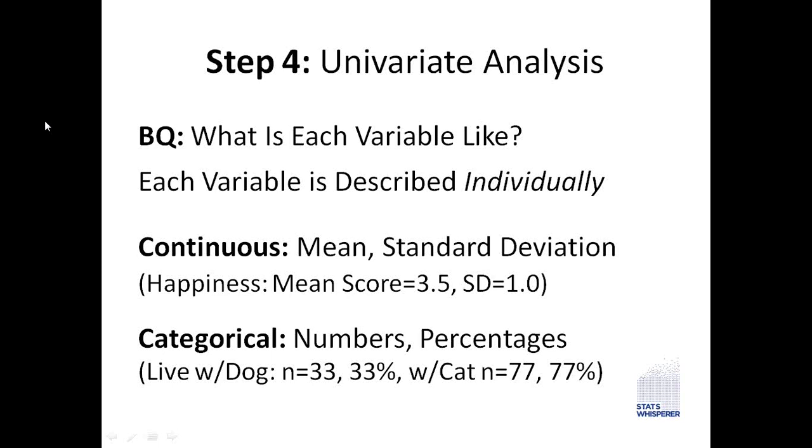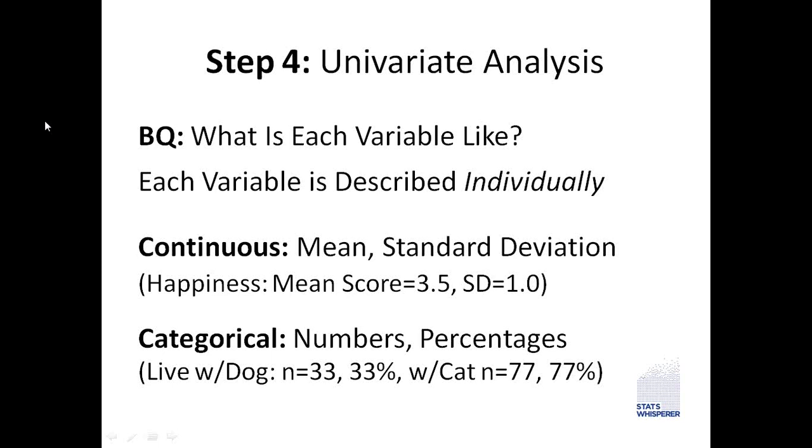If the variable is continuous, such as happiness, maybe it's measured on a scale of 1 to 5, and we look at, if we have 100 study participants, what's the mean score. So we say the mean score is 3.5, right in the middle. The average person was not terribly happy, not terribly upset.